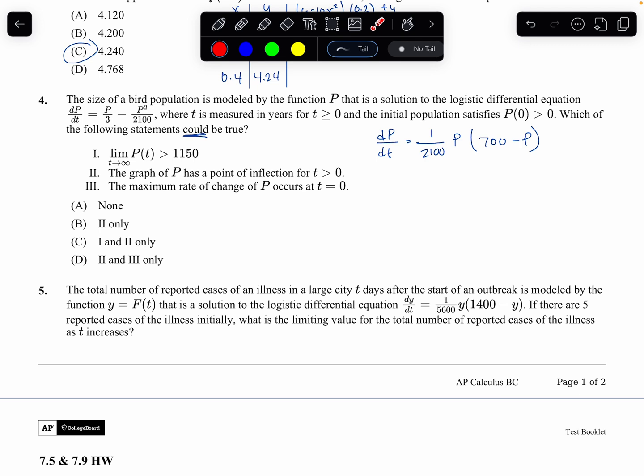So the limit as t approaches infinity of P of t is greater than 1150. That's not true, because I know that the max population is 700. So this is basically saying, what's the population as t approaches infinity? And we know that the max population is 700. So as t approaches infinity, our population can't be greater than 700. So I know that this is false.